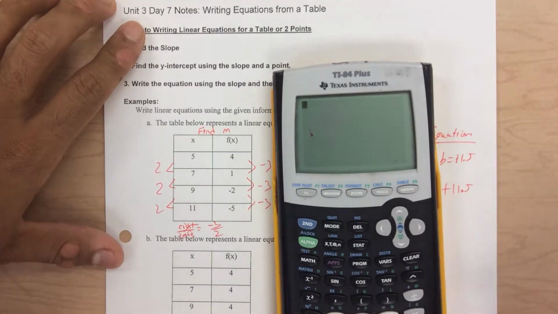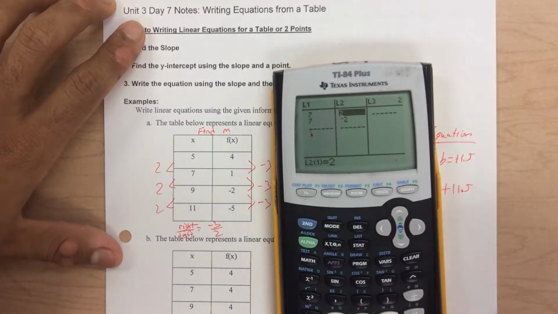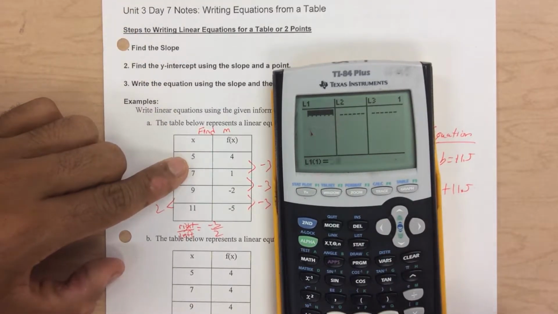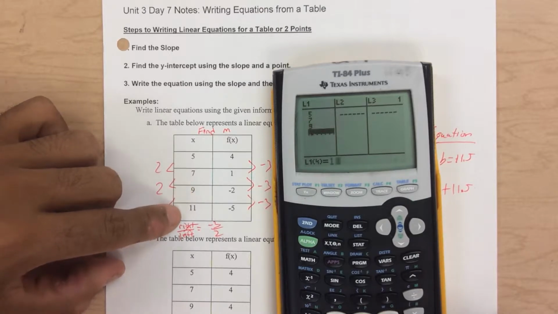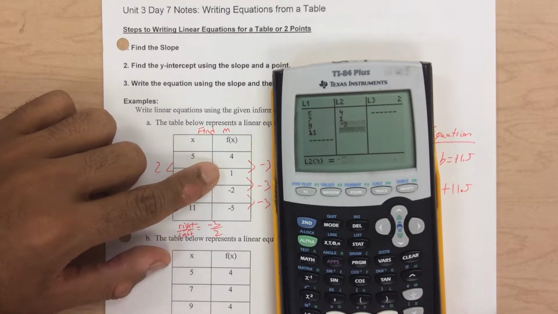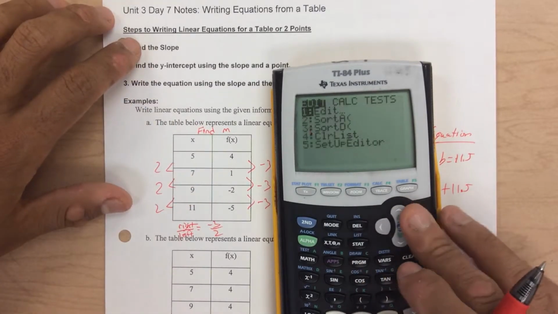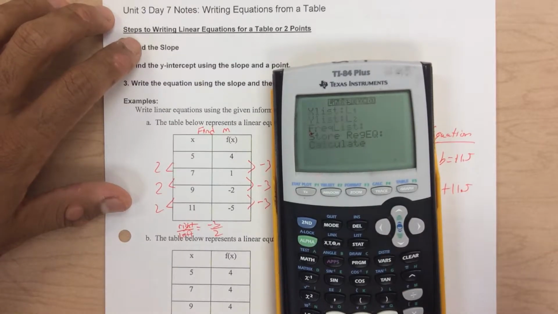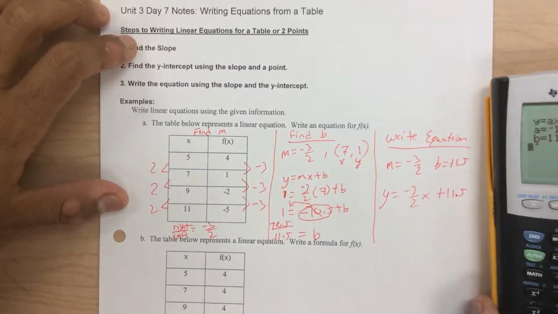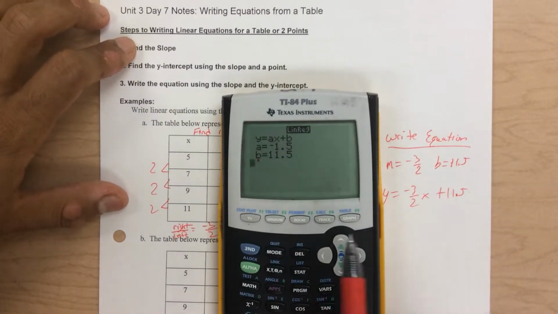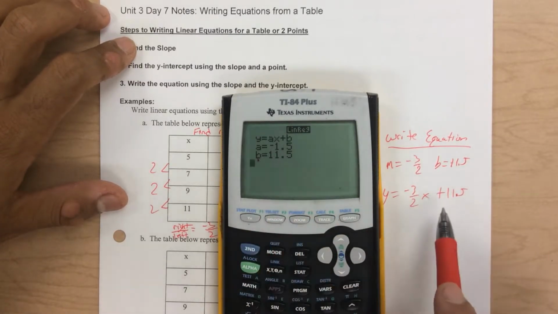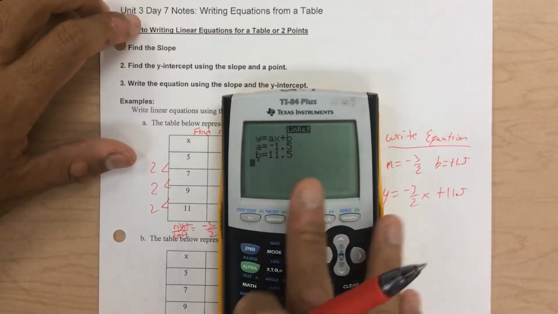So everyone take your calculator, go to Stat, Edit, and remember to clear your table. So let's start with the first column, 5, 7, 9, 11. And the second column is 4, 1, -2, -5. Now go to Stat, Calculate, option number 4, enter, enter, enter. And of course, if you notice, we have the same numbers, okay? So -1.5 is the same thing as -3/2, and 11.5, 11.5. Okay, we got that correct.